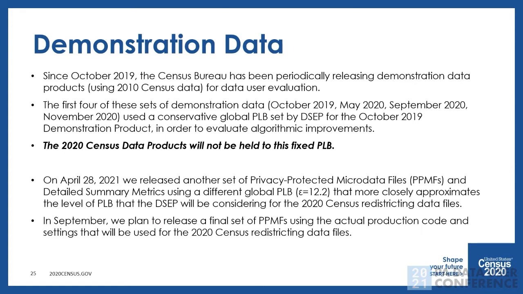And we anticipate that this level that was set for the April demonstration data more closely approximates the overall level of privacy loss budget that DCEP will be considering for the actual 2020 census redistricting files. Then later this summer, in September, we'll release a final set of demonstration data using the actual production code and production settings that are used for the actual 2020 census redistricting file. This final set of demonstration data will allow data users to assess what the anticipated fitness for use of the actual 2020 census redistricting data will be.